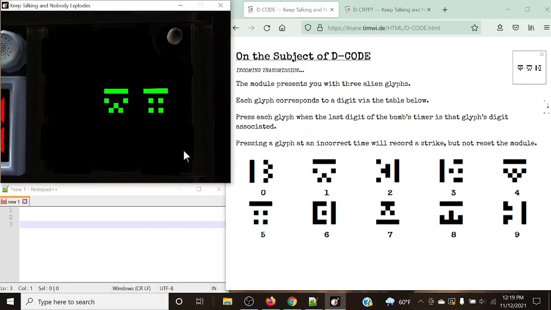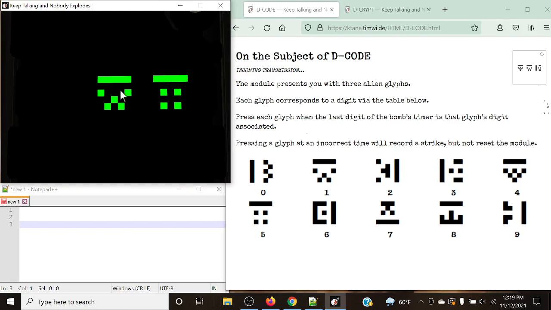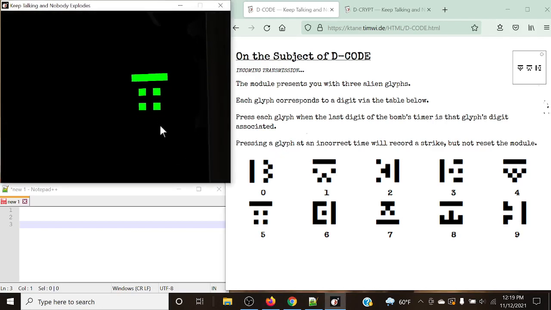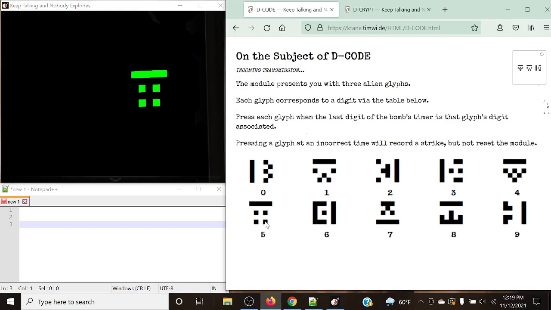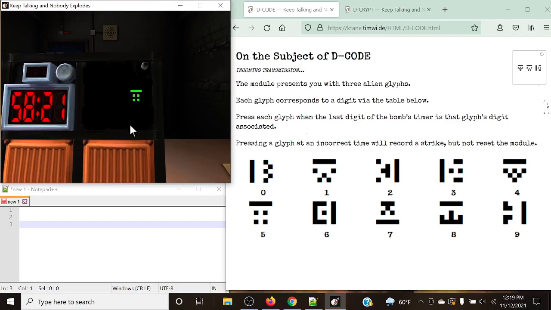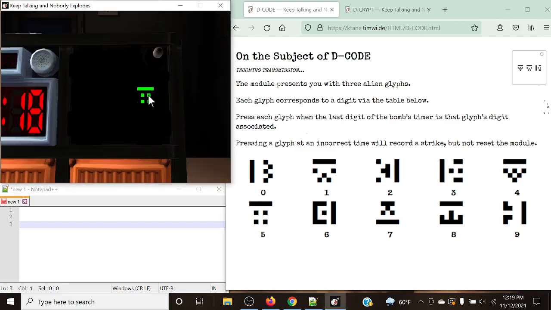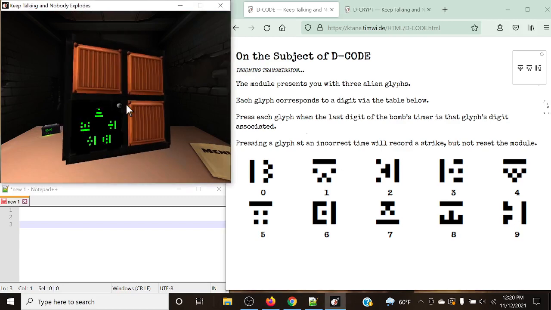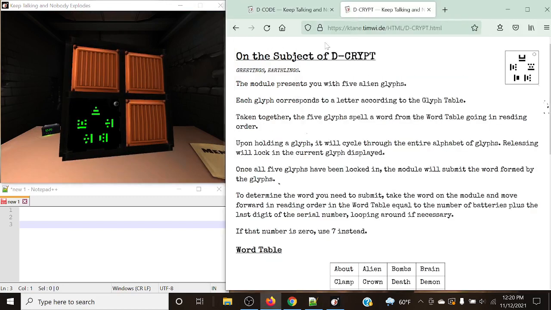Next up, for this symbol, we have 1 2 3 4 5, then skip, then 1 5, then 3, then 2 4, which is a 1. So we're going to press this one when the last digit of the bomb timer is a 1. Note that this is why this is on the bomb timer. For our last one, we have 1 2 3 4 5, then skip, then 2 4, then skip, then 2 4, sort of like making a little box, which corresponds to the number 5 down here. So we're going to press this on a 5. Just like that, after all three of these glyphs have been clicked, the module will solve. Pretty straightforward.